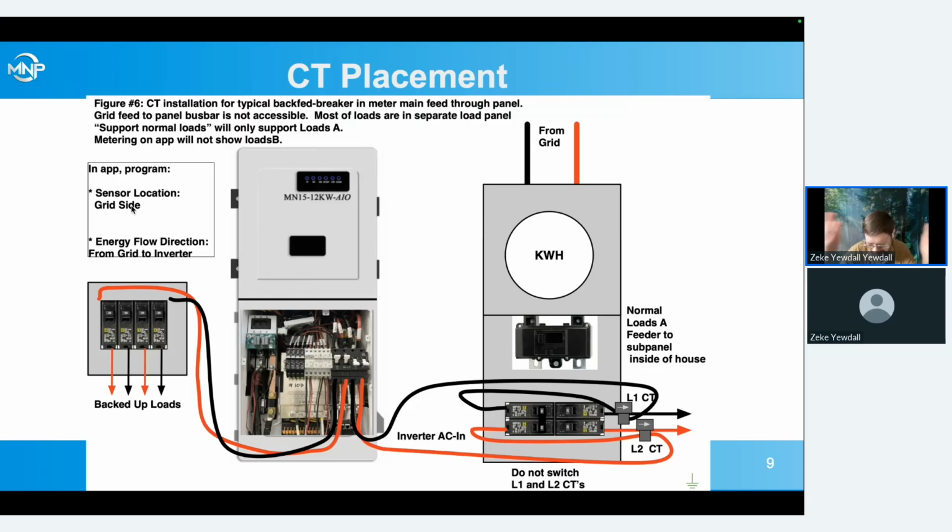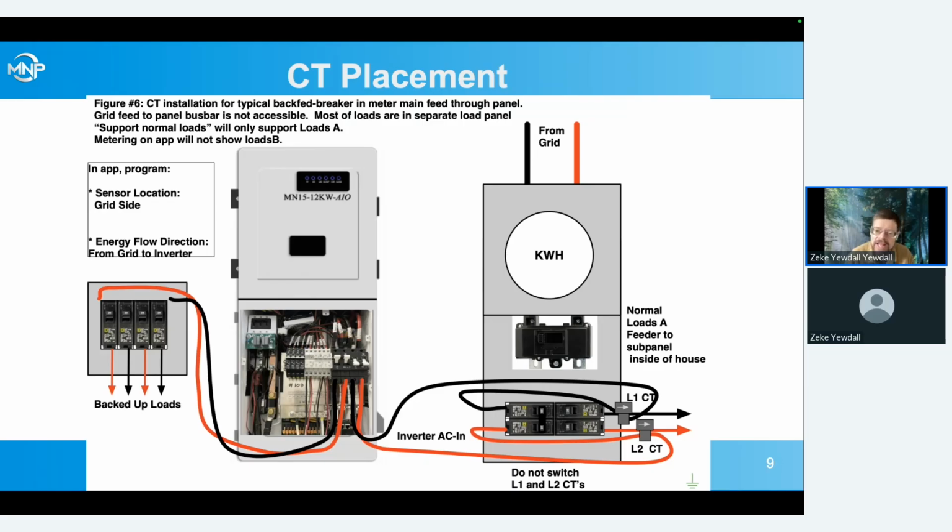It's just splitting and then going through the CT as two separate wires, but it's still the same current as if we were measuring one wire on the grid side. And then we set our energy flow direction from grid to inverter just as before. So that's a way we can do it when we have these feed through panels.